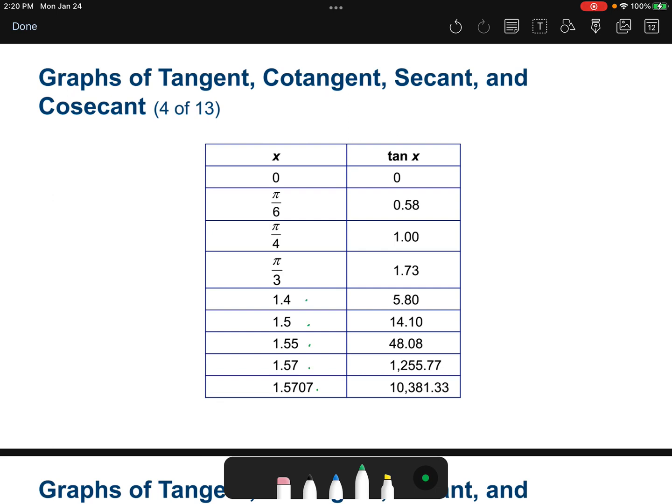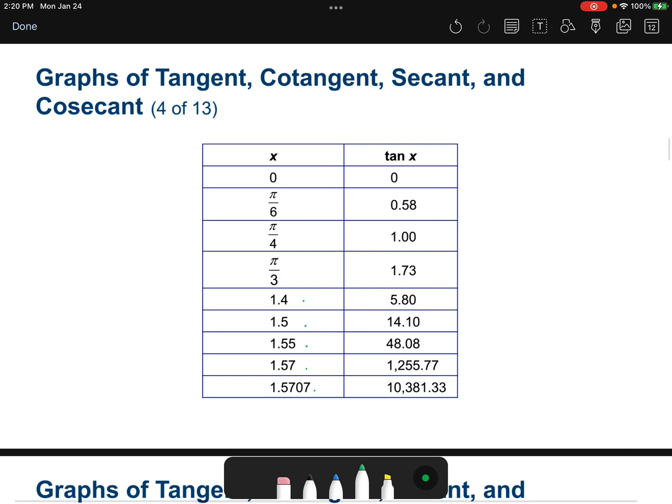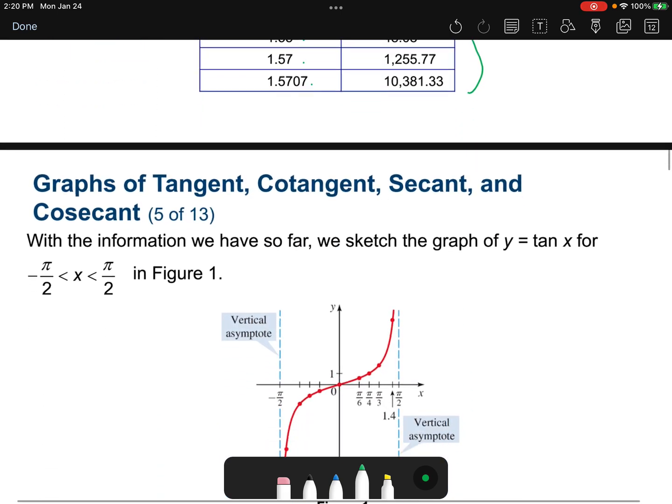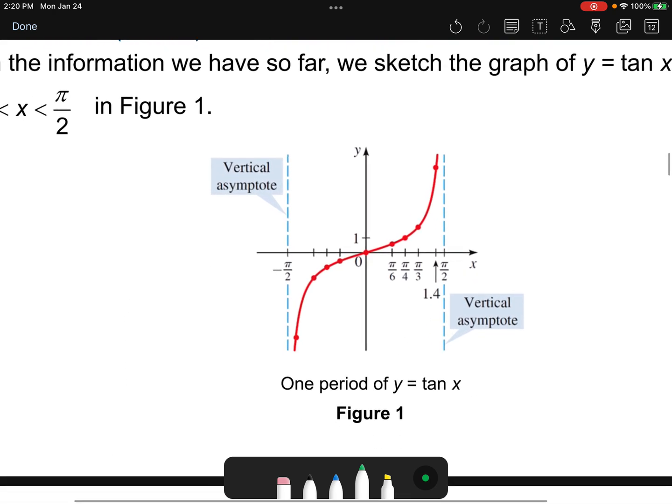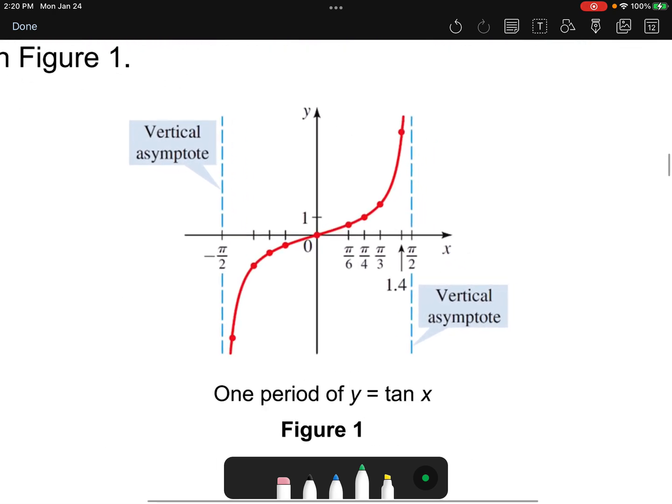But then as we get closer to pi over 2, we see that the numbers just absolutely take off for the value of tangent. Similarly, that works if we go the other direction, negative pi over 2. And that's what we end up with for our tangent graph.